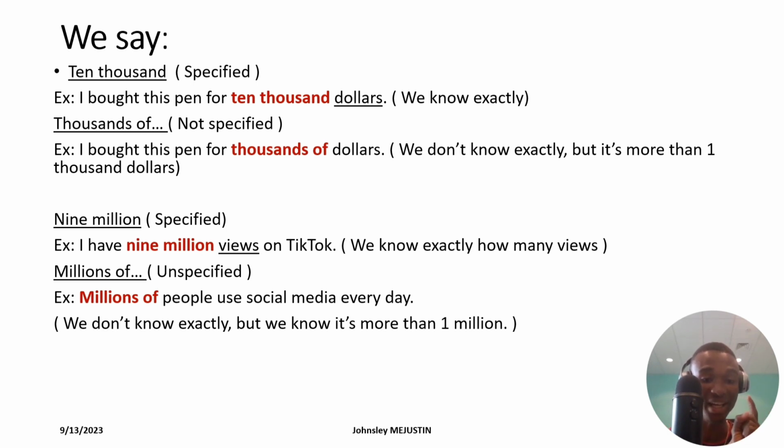You see, 10,000, it is specified. I bought this pen for $10,000. Don't put s to it. It is specified. We know exactly. But "thousands of," des milliers de, it's not specified. We don't know the exact number.